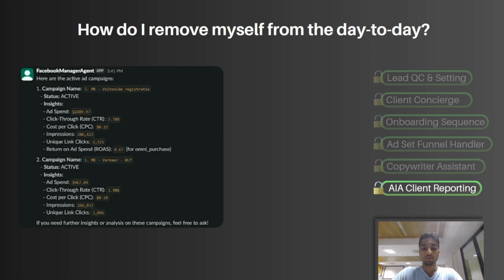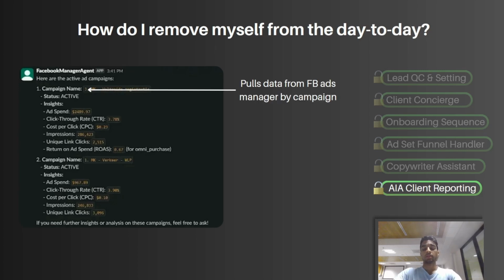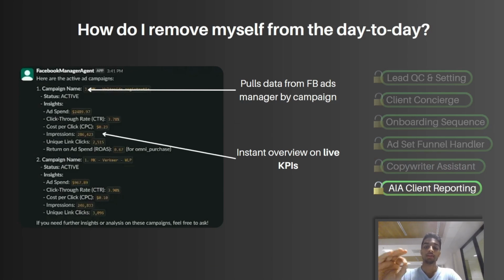Now, this one's actually similar to the one I made for one of my clients a while ago. So what this does is basically it pulls telemetry data from Facebook Ads Manager and takes that and compiles it into a nice message for you to read at a glance. You also have an instant overview of your live KPIs. So you can call this agent multiple times during the day. This agent will actually pull the latest data from your advertising platforms. And I mean, you can see here, it gives you things like ad spend, click-through rate, the most important KPIs, basically, unique link clicks and ROAS as well.